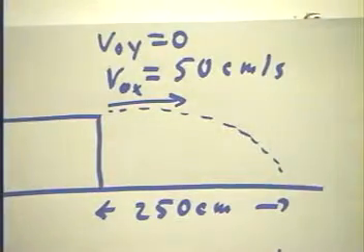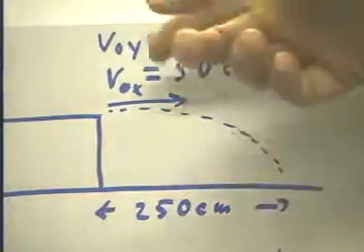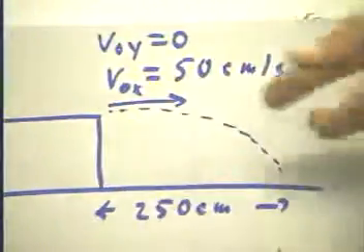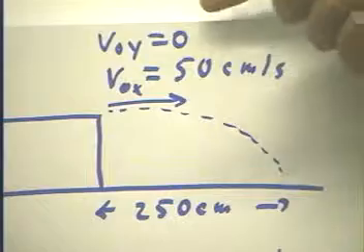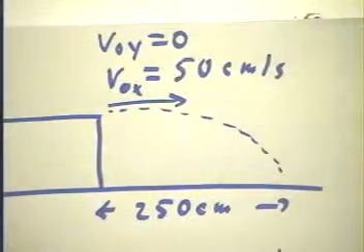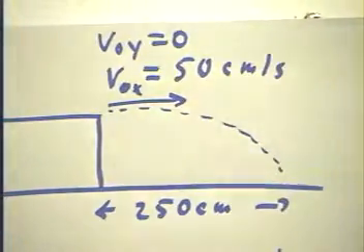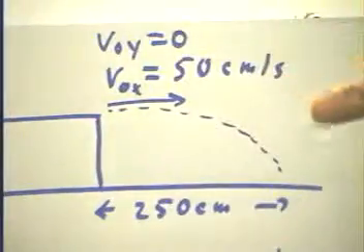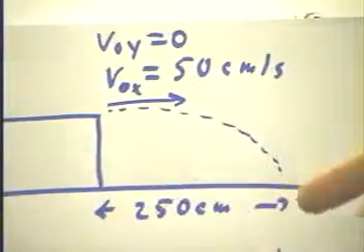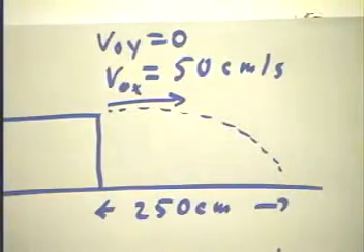In a third situation, we have again a horizontal initial velocity at 50 centimeters per second. Since the velocity is horizontal, the y component is 0. We'll see later what to do when the y component isn't 0, but once we get the idea here, it's not too difficult. And we find that the horizontal range is 250 centimeters.